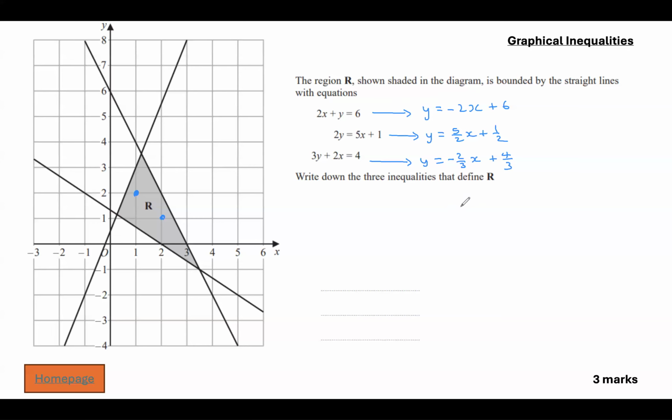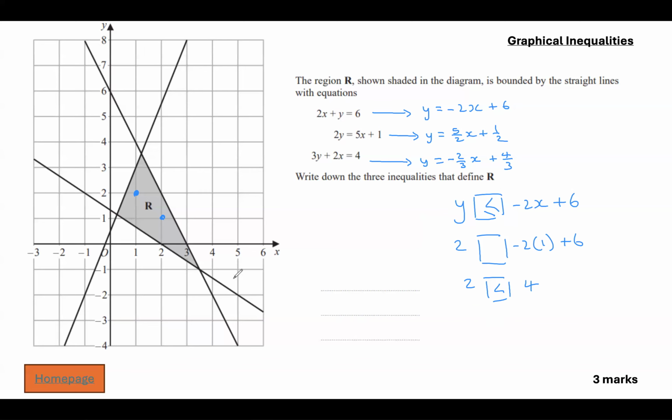So for the first one, we are going to say y some symbol minus 2x plus 6, and we're simply going to sub in one of these two coordinates. So I'm going to go with 1, 2. So y is 2, x is 1, plus 6. So what do we end up with over here? So 2 is something 4. Well, 2 is less than 4. So we need to use the less than sign here. And in fact, less than or equal to because it's a hard line.